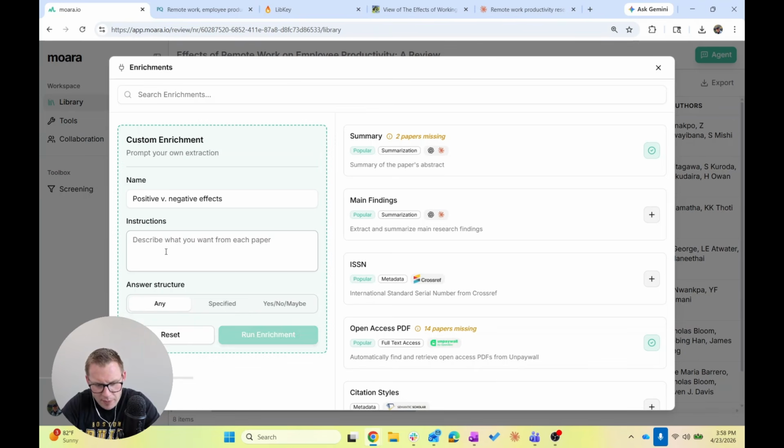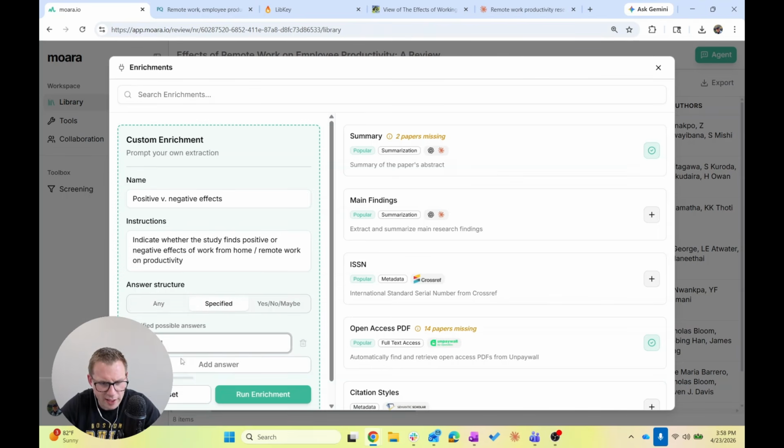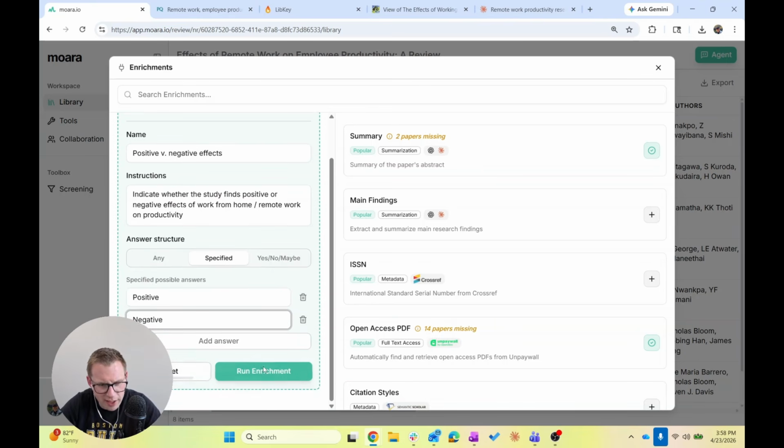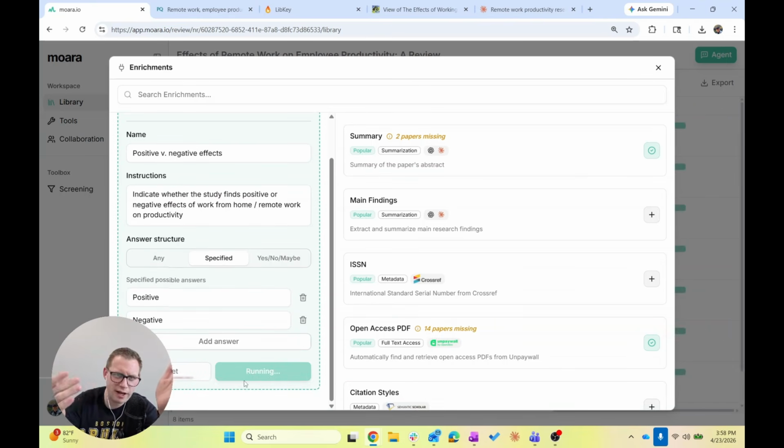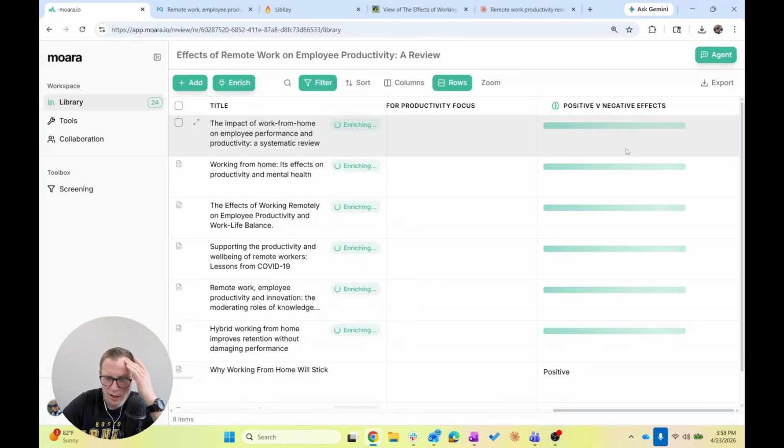Classify, indicate whether the study finds positive or negative effects of work from home, remote work on productivity. Yet again, I'm going to go ahead and just give two options, positive and negative. Just curious. I went through it, a lot of different ways to classify remote work, in-person work, hybrid. I was losing it a bit throughout. And so I just want to see what the consensus kind of looks like here.